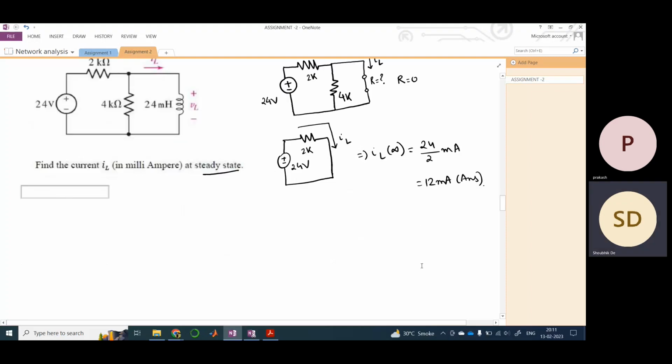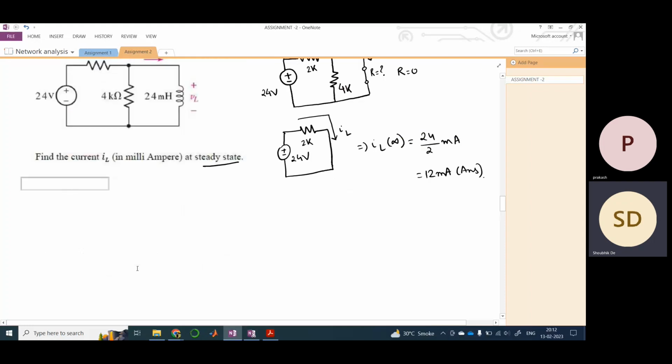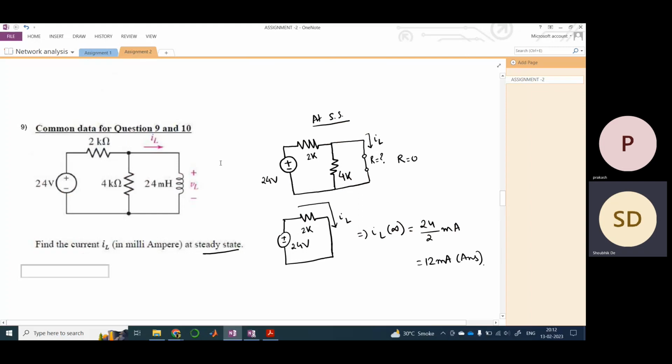I hope this is clear, pretty simple. And next is, what is the voltage at steady state? This is very simple. Voltage at steady state means the voltage across this inductor. So this is nothing but this node voltage only, if I consider this to be node 0 and this to be node 1.